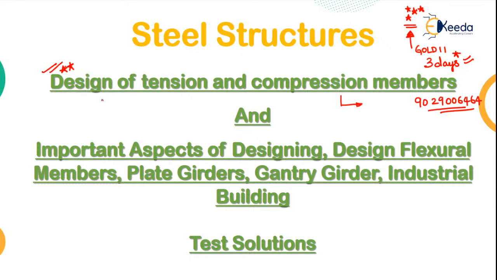As I told you, today we are doing the fourth class on the steel structures, wherein we are doing the test solutions for the design of tension and compression members. And if time permits, we'll also cover the test solutions of the important aspects of design of flexural members, plate girders, gantry girders, and industrial buildings. First we will start with this compression and tension test and then go on to the next topic depending upon how much time we have. So let us get started.